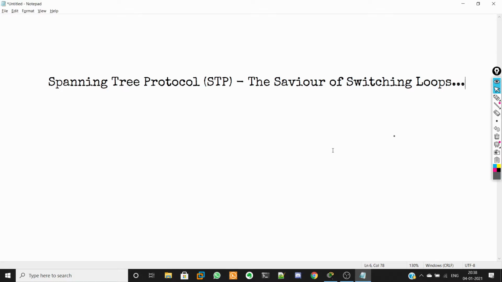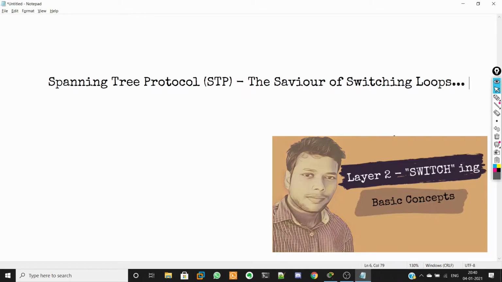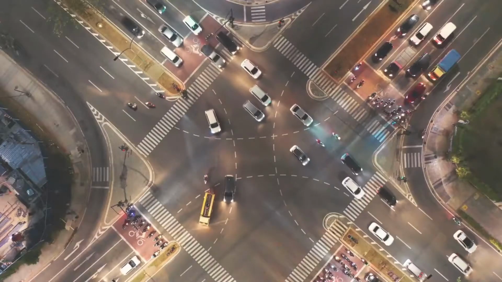This is where the fantastic protocol concept comes in, which is nothing but Spanning Tree Protocol. It silently does a significant job. It prevents switching loops and prevents our network from crashing. It is a bit lengthy topic, so I am planning to split this lecture into a few parts. But before learning Spanning Tree Protocol, I would recommend you watch my previous video, Layer 2 Switching Fundamentals, which will help you understand Spanning Tree Protocol better.